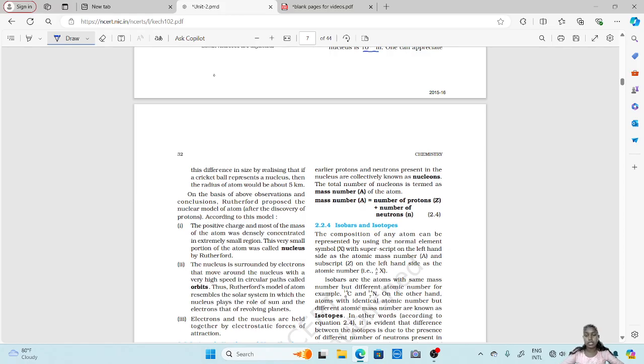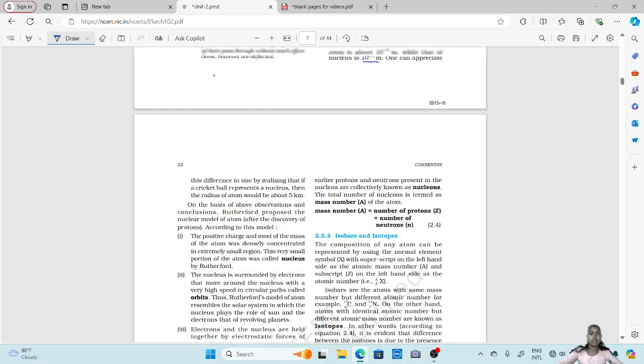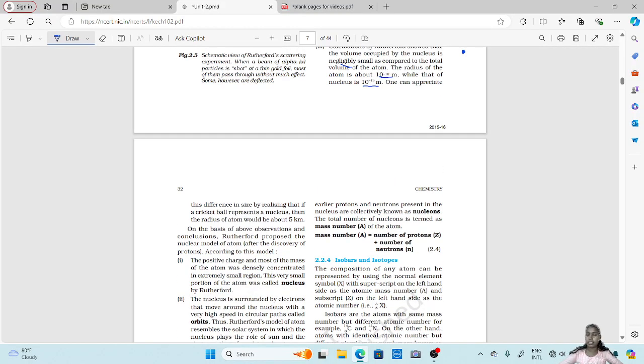Now if you want to see it on a larger scale, because these are different values, 10 raised to minus 10 and 10 raised to minus 15, so you can't make it out. But if you want to make it out, you can draw a circle of 5 meter. A 5 meter circle, so it is obviously around your cricket ground. If you keep your cricket ball at the center of the ground, that is how an atom and nucleus will look. So the nucleus is very small compared to the atom.